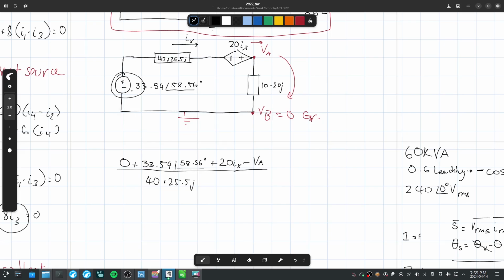From ground through the voltage source, with a resistance of 40 plus 25.5j, through the dependent voltage source, into VA. So that, that. And we can get rid of the 0 here, because 0 is equal to, again, same thing. We come from VA minus 0, because that's where we're going to, from minus 2, divided by our impedance, 10 minus 20j.